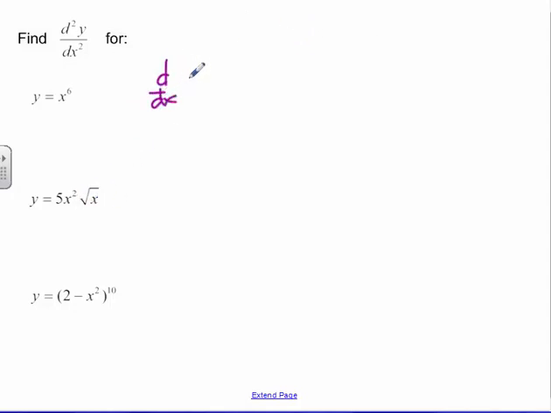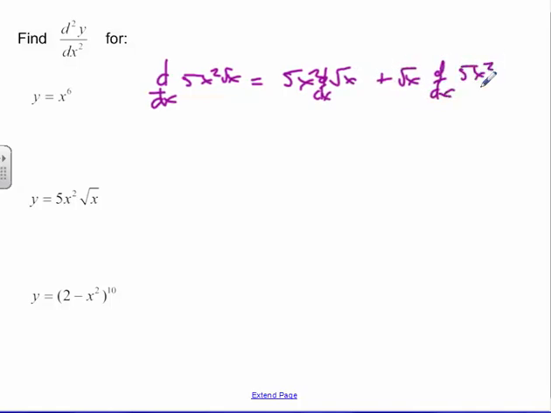If I want the derivative of 5x squared root x, we need a product rule. So we need the first times the derivative of the second plus the second times the derivative of the first, which means that for our first derivative, you're going to have 1/2 times 5x squared times x to the minus a half. And then for this next one right here, you're going to have 10x root x. Hopefully you can follow how I'm doing that in my head.